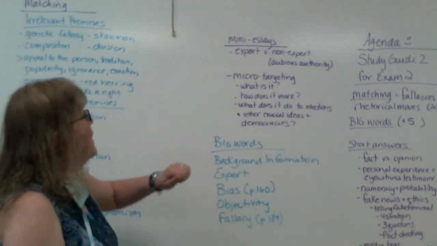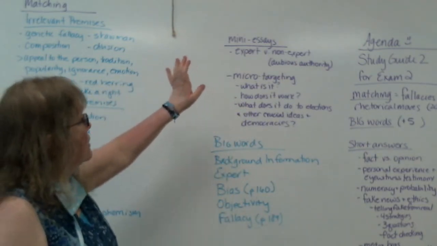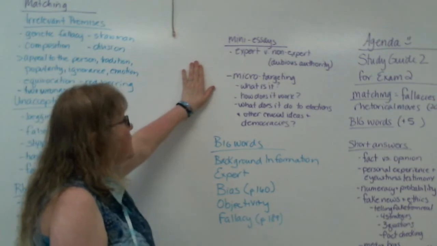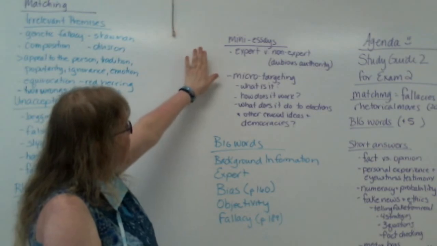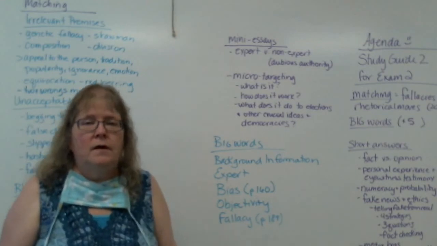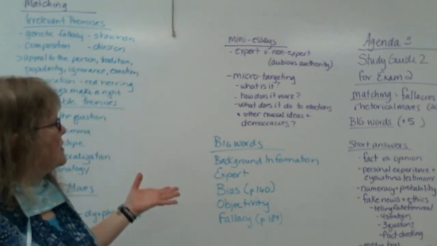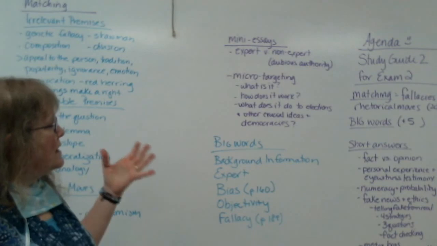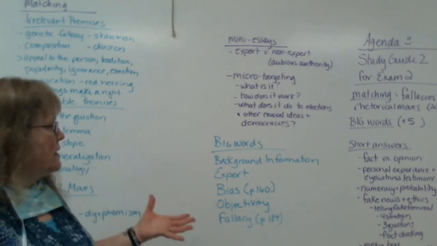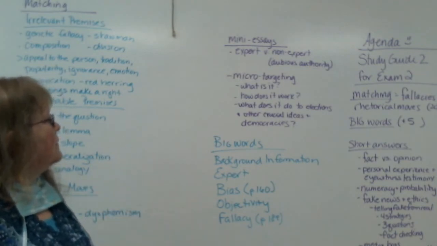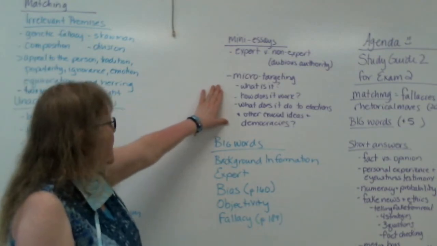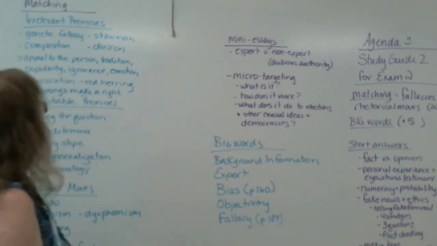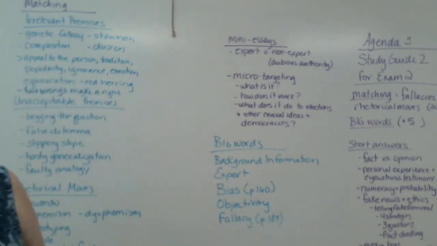and manipulation, sorry. And then our mini essays, and I call these mini essays because I really only want 2 paragraphs. One of them is going to be on expert versus non-expert, or dubious authorities, and the other one is going to be on micro-targeting. What is it, how does it work, what does it do to elections, to other crucial ideas in democracies and all of that. Because I think that's a very big thing that impacts our everyday lives all the time, and we don't know enough about it. So that's the test, really.